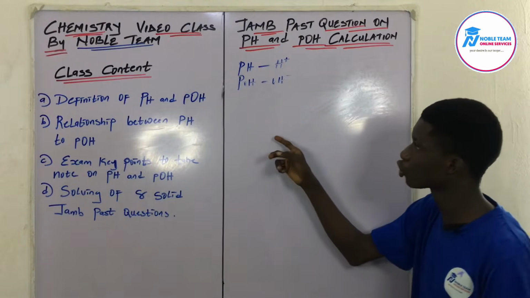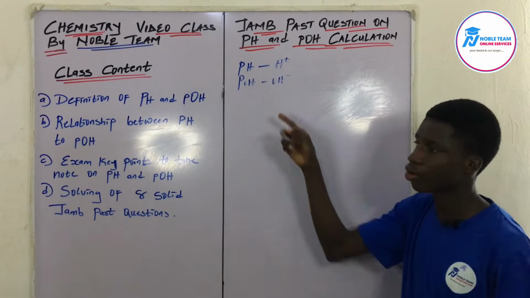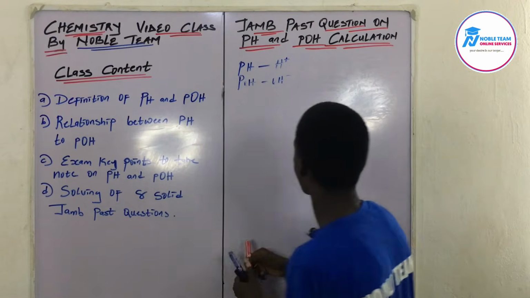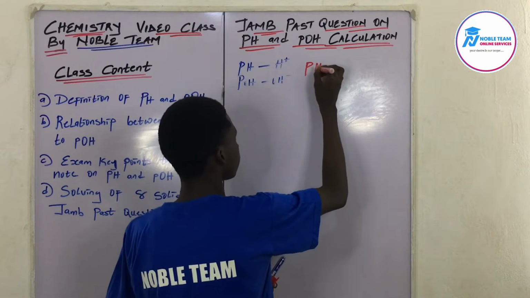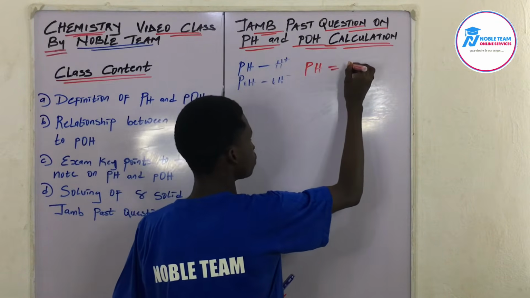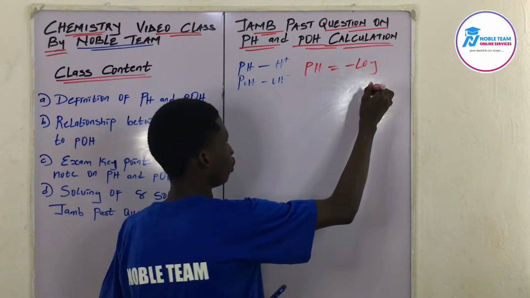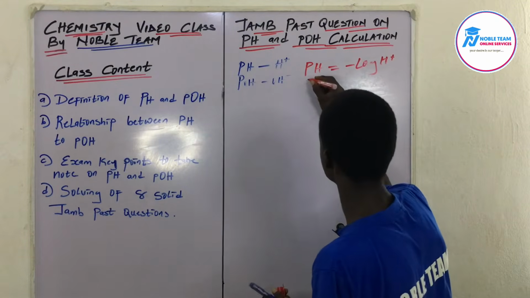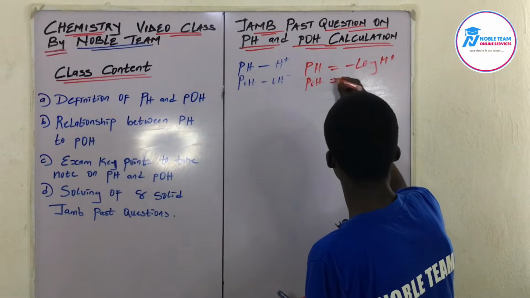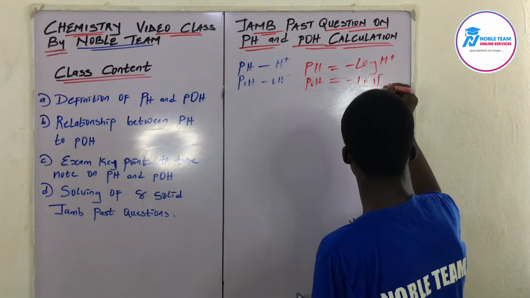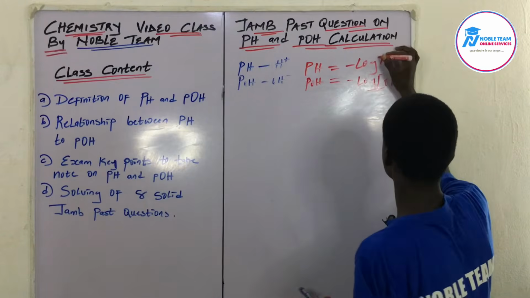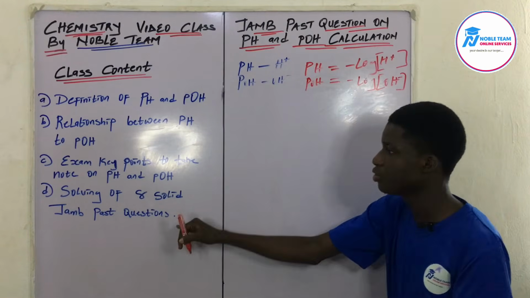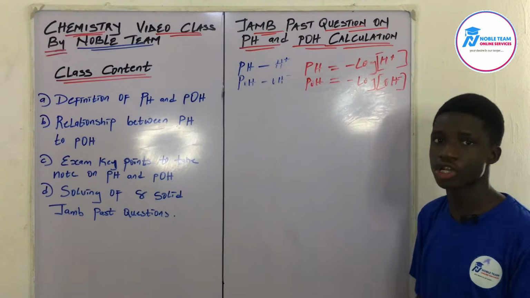Now, let's look into the relationship between pH and pOH. Before I forget, I want us to understand the formula, because we are going to be using it to get the relationship between pH and pOH. pH is minus log of H plus. This is what they are trying to explain. Then pOH is minus log of OH minus. We are going to be using this to derive the formula that we will use to solve this JAMB question. So it is not something of magic.